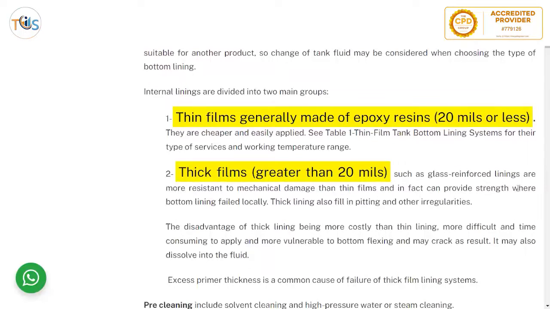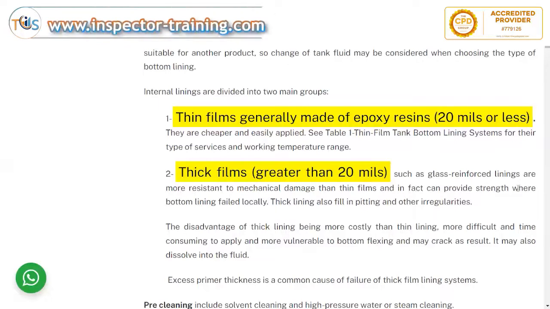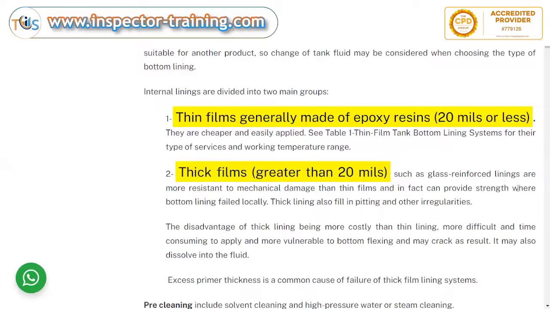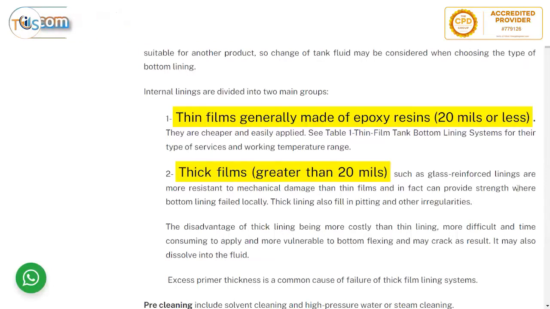Internal linings are divided into two main groups. Thin films, generally made of epoxy resins, 20 mils or less. They are cheaper and easily applied. You can see table 1, thin film tank bottom lining system, for their type of services and working temperature range.